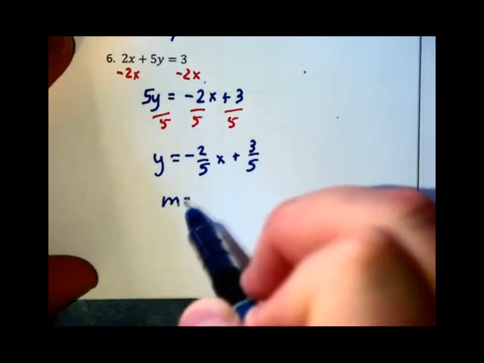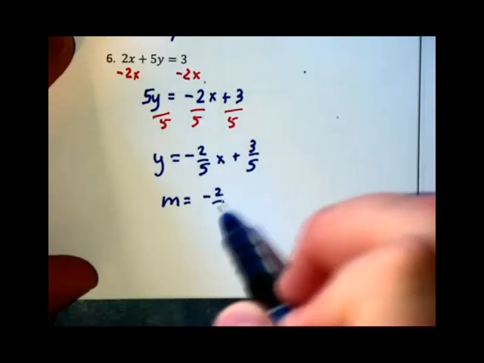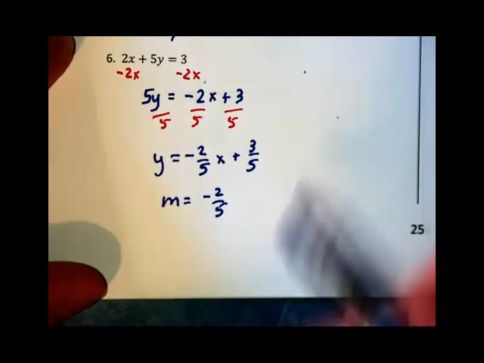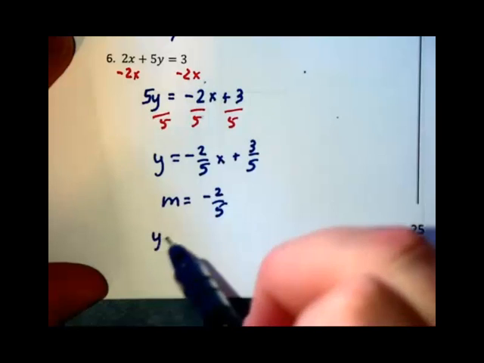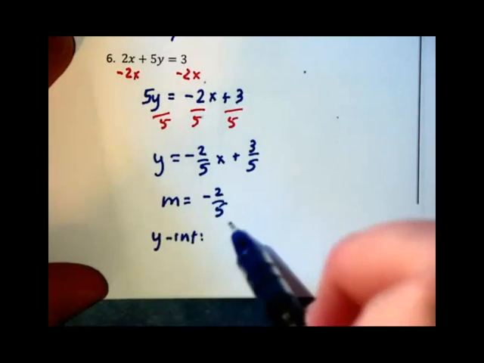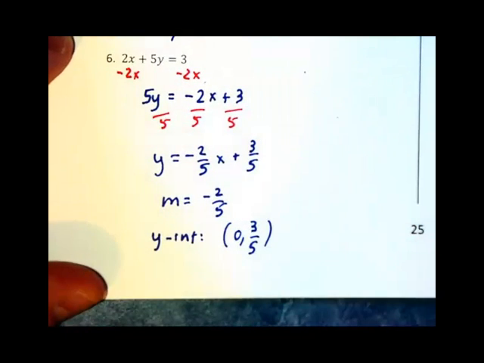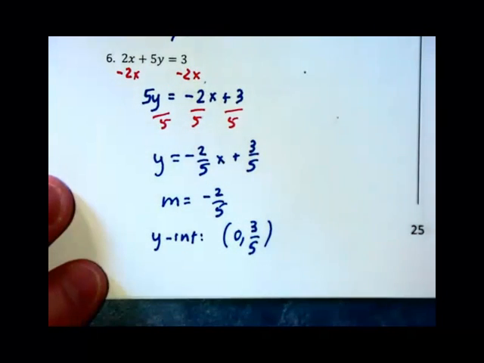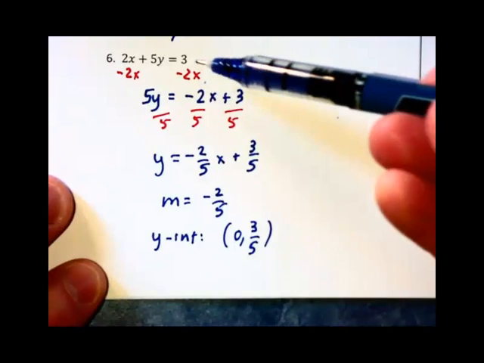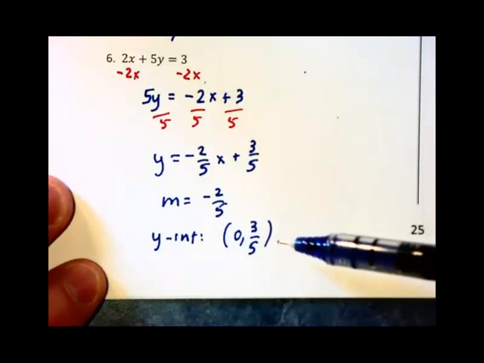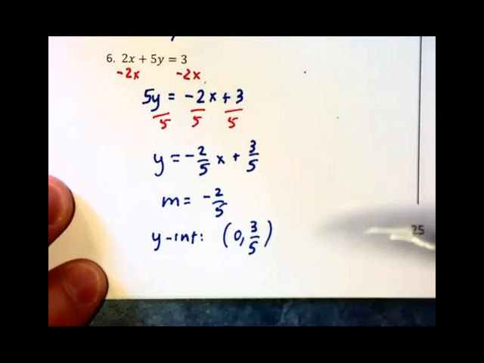So our slope is the number in front of x, negative 2/5, and our y-intercept is going to be the point (0, 3/5). Now this skill of taking an equation from standard form into slope-intercept form is a key skill.